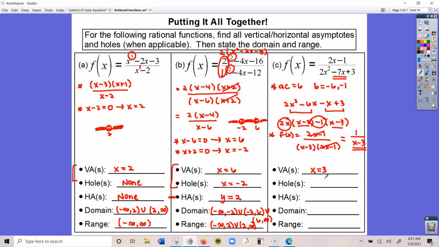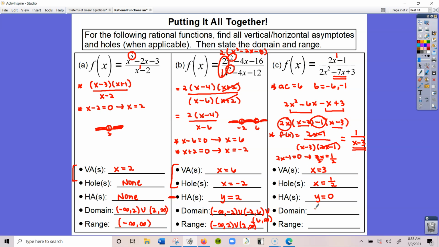The hole is located at the factor that was canceled, so we have to set 2x minus 1 equal to 0 to solve for x. I would have to add the 1, leaving me with 2x is equal to 1, and then divide by 2, which leaves me with x is equal to 1/2. So that is the location of my hole. Now the horizontal asymptote depends on the degree of the numerator and the degree of the denominator. The degree of the numerator is 1, which is smaller than the degree of the denominator, which is 2. That means that I have a horizontal asymptote at y is equal to 0.